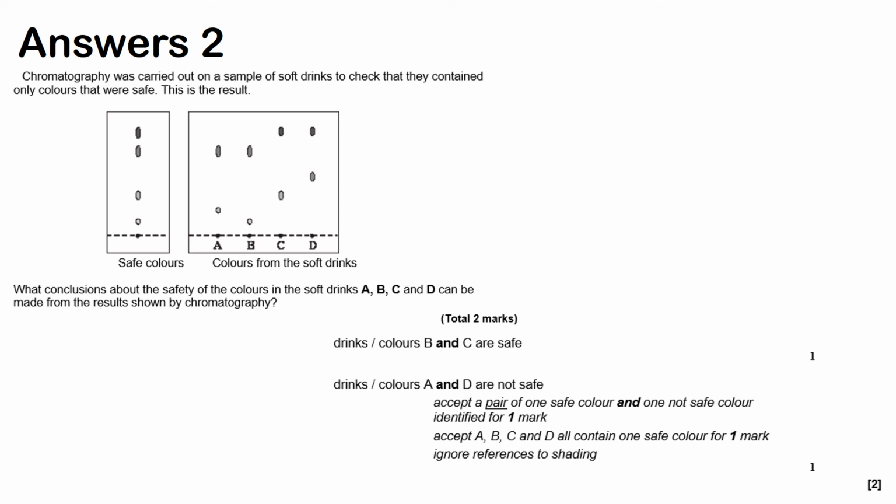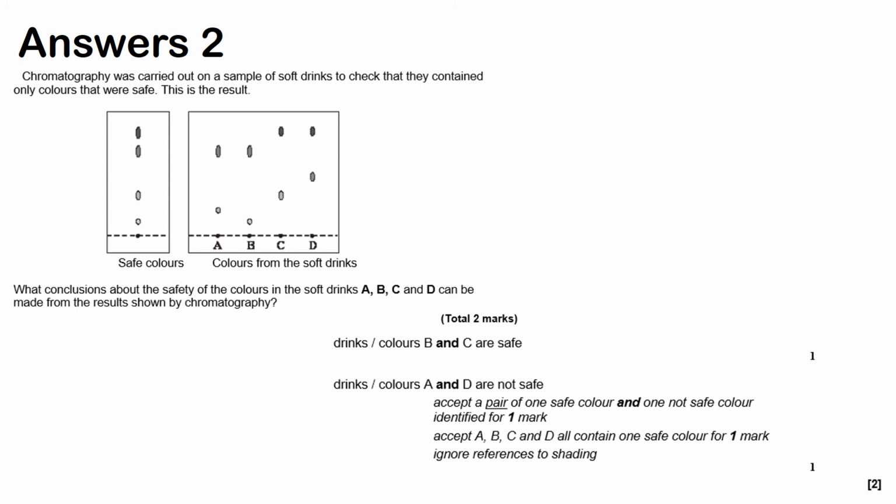So you've got the safe colours on the narrow piece of chromatography paper, and then you've got the colours from the soft drinks, so A, B, C and D. What conclusions about the safety of colours in soft drinks A, B, C and D can be made from the results shown by chromatography? So it's worth 2 marks. So we can say that the drinks or the colours B and C are safe.